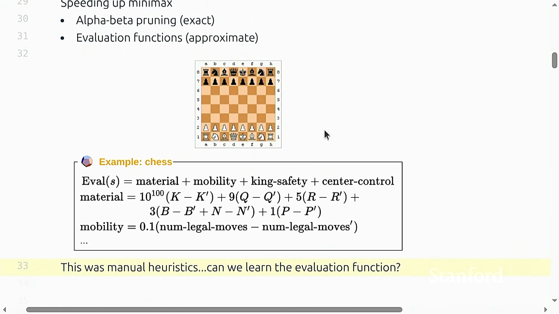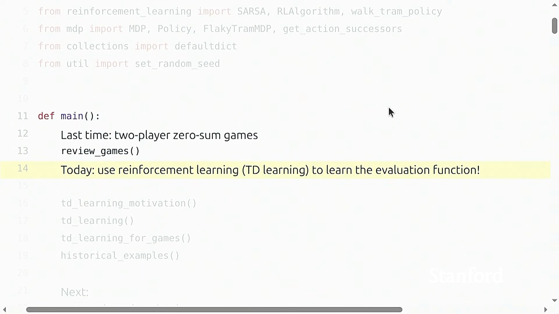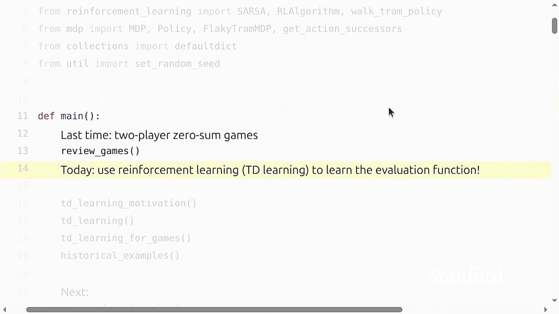So now the question I want to pose is, can we learn the evaluation function? Because if we can learn it, then maybe we can do better than a hand-coded system. So indeed, that's what we're going to do today. We're going to use reinforcement learning, in particular TD learning, to learn the evaluation function. So you have to bring back your memories of reinforcement learning, and let's dive in.